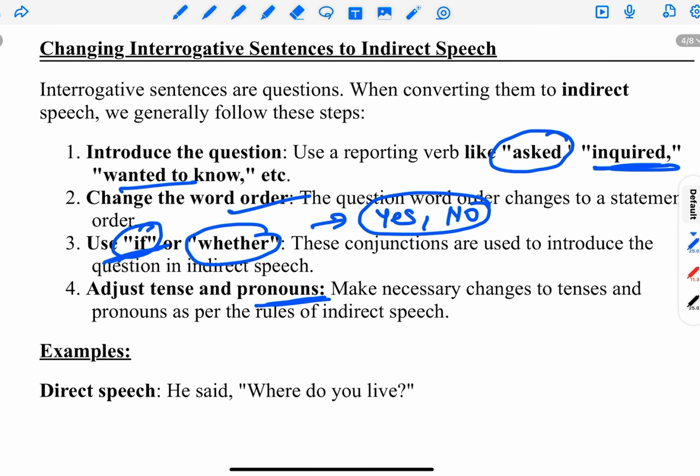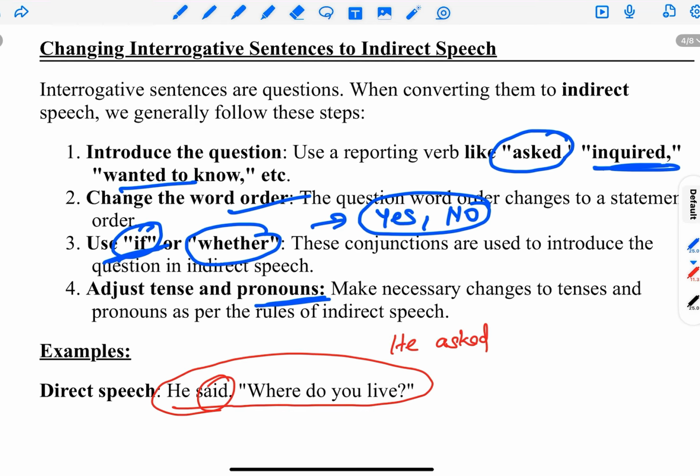So let's see one example. He said, "Where do you live?" How can it be changed into indirect speech? First of all, said will be changed into asked. So it will be written like this: He asked. That will not be used because this is a WH question. So it will start like this: He asked where... you. This is the second person. It will change according to the object. So he asked where I lived. And the question mark will also be removed because the sentence becomes assertive in indirect speech.